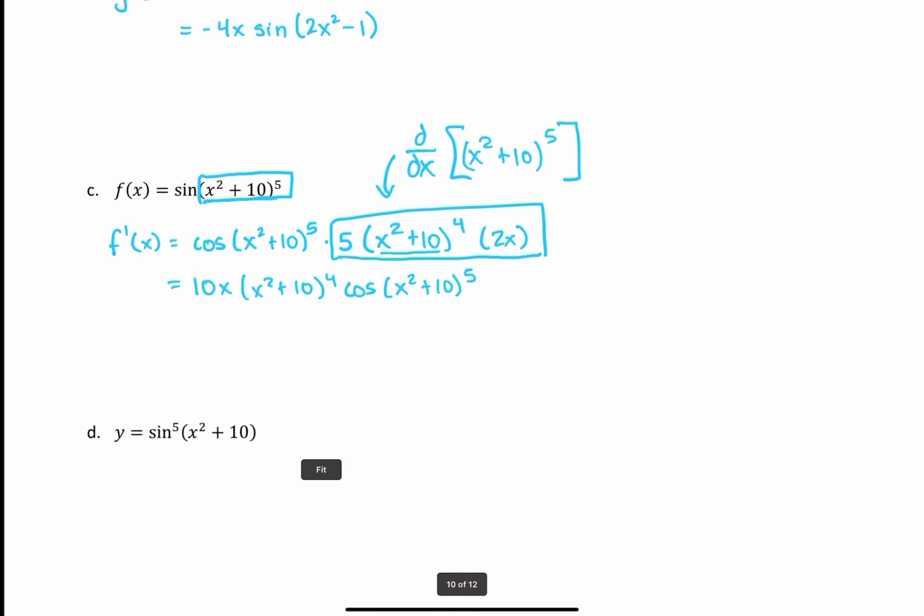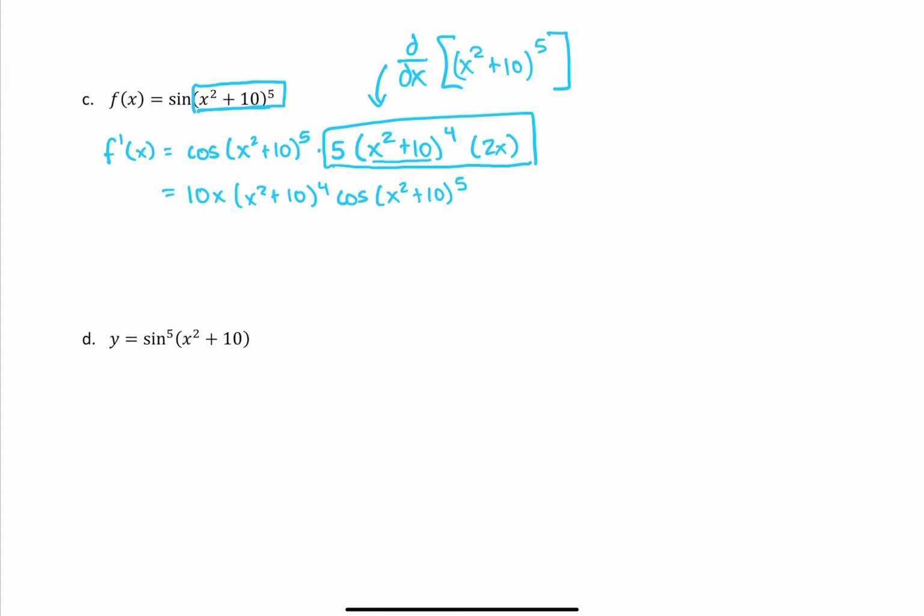For part D, it's very similar, but the power is in a different place. We have y equals sine 5th x squared plus 10. So if it helps you, it's better to write this as the sine of x squared plus 10 to the 5th power. And so now our inside function is the sine of x squared plus 10. Our outside function is something being raised to the 5th power.